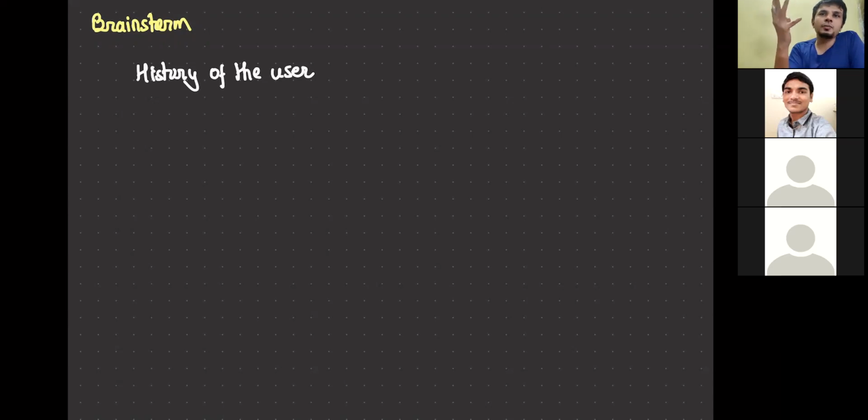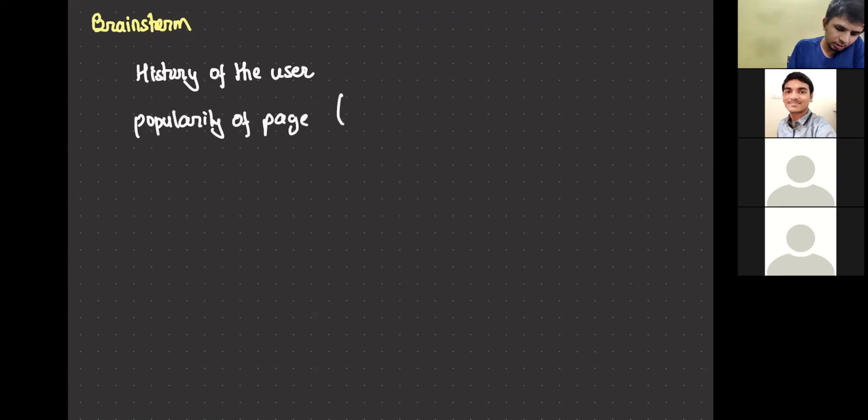But what's your intuition? What would make a result relevant to a user? Popularity of the page itself. Popularity of the page. But how would you quantify the popularity of a page? Like links referring to that page. Okay, so this is more like PageRank.